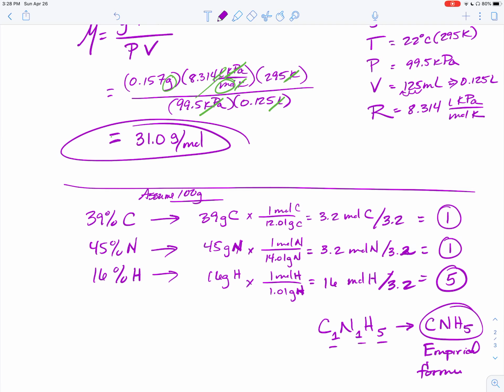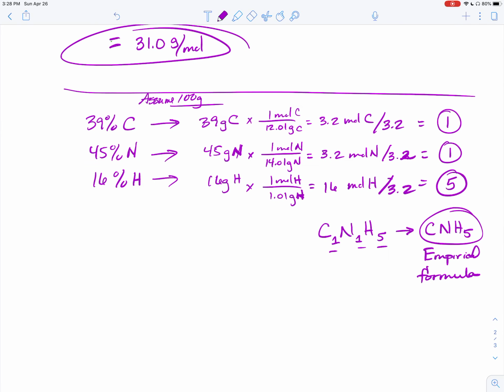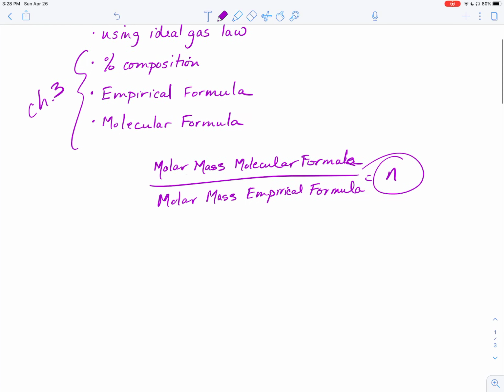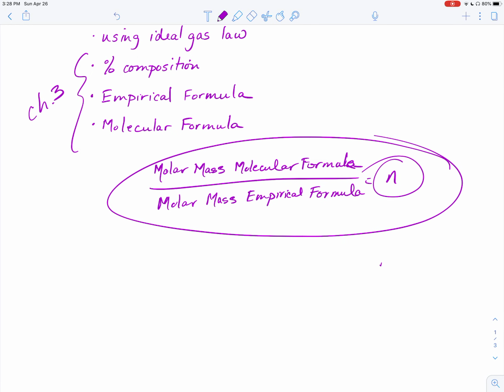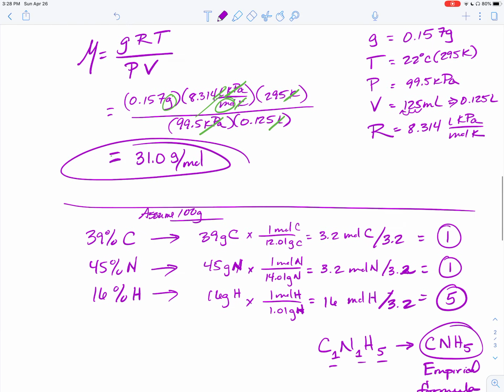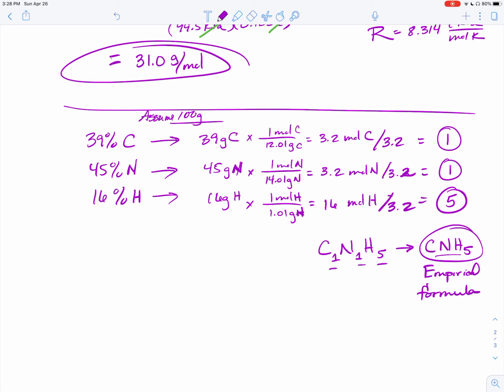there is a way for us to figure out what the molecular formula would be, and that's using this equation up here. So remember this guy right there. We just calculated the molar mass of the molecular formula using the ideal gas law. Well, let's figure out what the molar mass is from the empirical formula that we just determined. For the empirical formula, you have 1 carbon, 1 nitrogen, and 5 hydrogens. I calculate that to be 31.07 grams per mole. And for the molecular formula, we have that up here as 31.0 grams per mole. The empirical formula is 31.07 grams per mole.